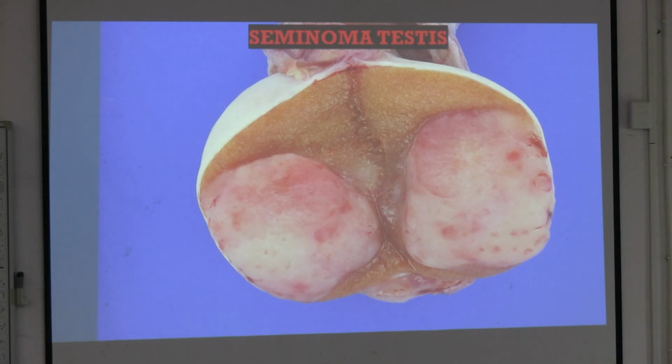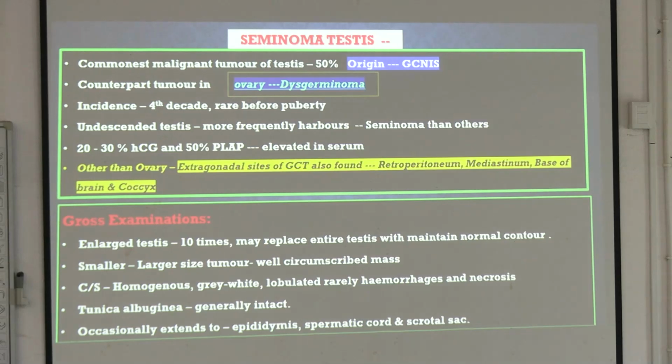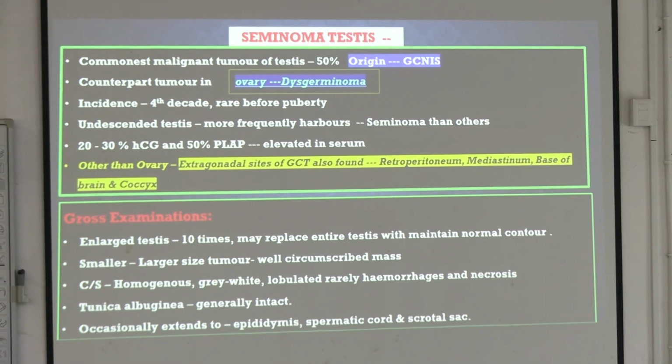This is the normal structure, grossly. This is a normal seminiferous tubule. This is a tumor, well circumscribed, maybe with hemorrhage, necrosis, lobulated, bulging from the cut surface. So seminoma is the common tumor of all testicular tumors. Usually the counterpart they will ask in the exam.